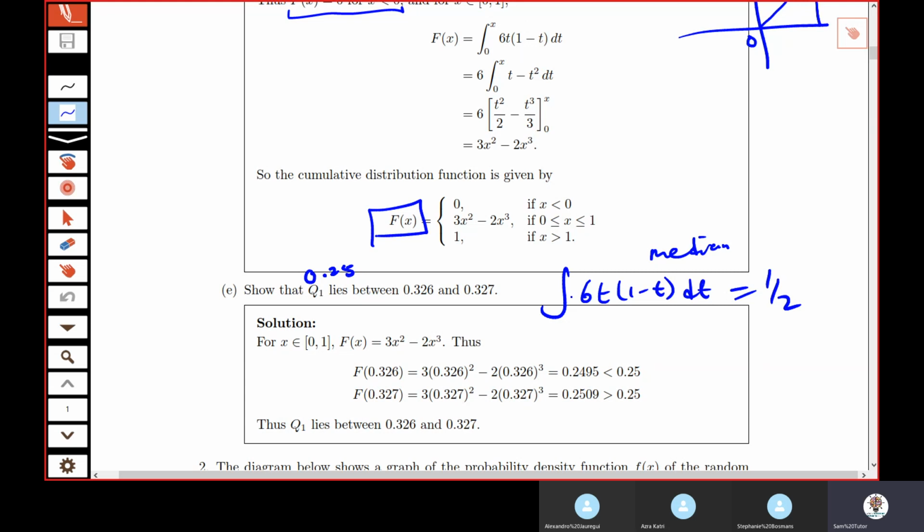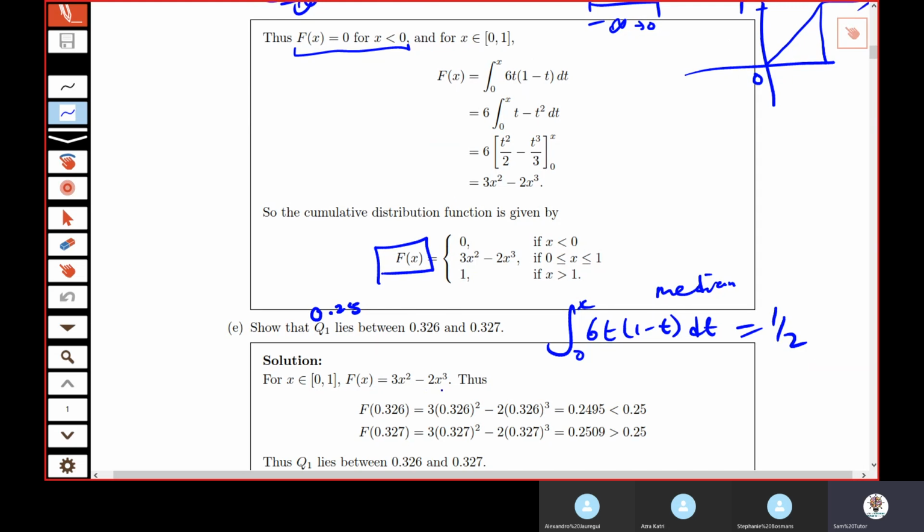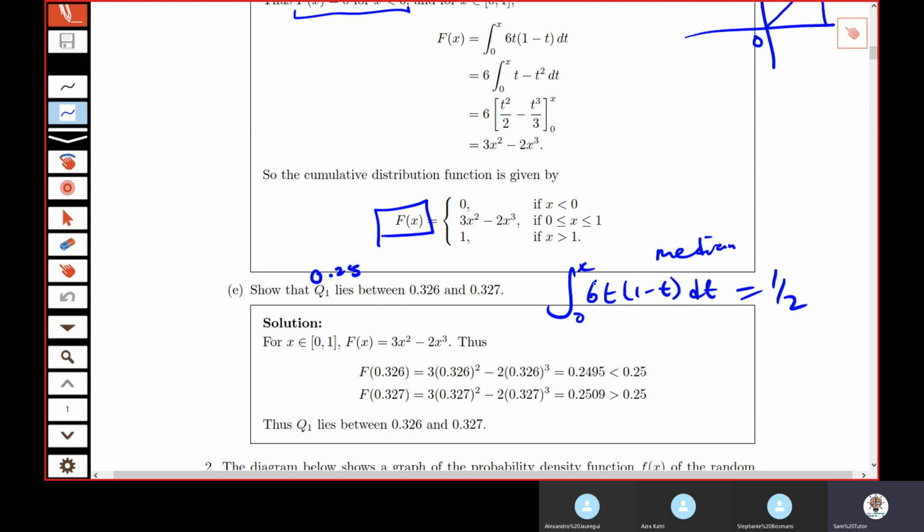That's why we've been saying integrate, and then your limits will need to be from 0 to x. The reason that happens is the same reason as I just proved to you when finding F of x. So if you're able to find F of x, then you should be able to understand everything else. Now, we made it equal to a half and we found x, let's say 0.326 or 0.327. In this question, I've said show that the quartile 0.25 lies somewhere between these two.